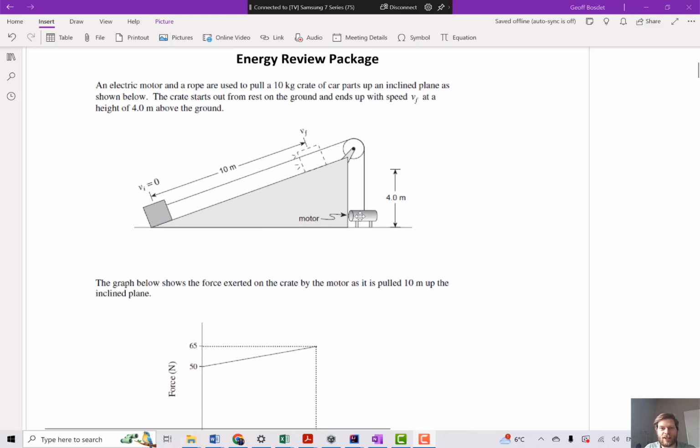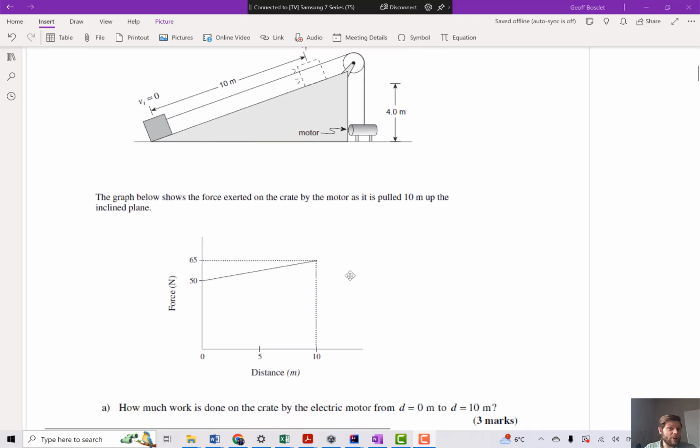All right, so first question. We got this motor that is doing a bunch of work on this block that is at rest at the bottom of the ramp. It's at rest, it's not up. So all the energy of this block is going to come from the work done by the motor. And we have this graph here that's a force distance graph.